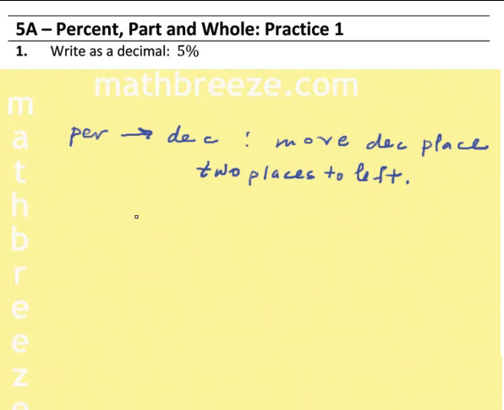Okay, so we have this percent, 5%. Now the decimal in the number 5 is to the right of 5. That's the same for every whole number, has an implied decimal point to the right. So there's our decimal point, and we want to move it 2 places to the left. So that would be one place right before the 5, and one more place we have to put in the 0 to hold that place. So 5% is equal to 0.05.